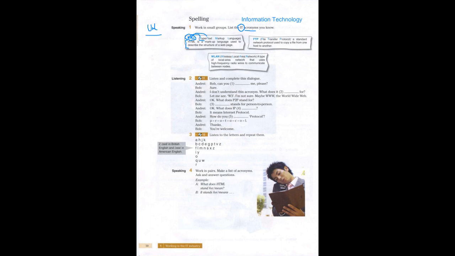So the point here is that this W is taken from wireless, L from local, A from area, and N from network. And these words group together to form an acronym, which is a common term in the field of computer science. And what does this term mean? It is a type of local area network that uses high-frequency radio waves to communicate between nodes. Our unit and lecture is very interesting because we will study some vocabulary related to computers.